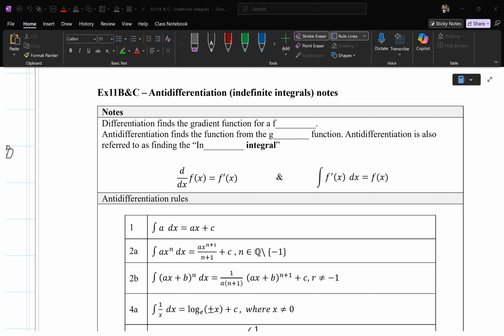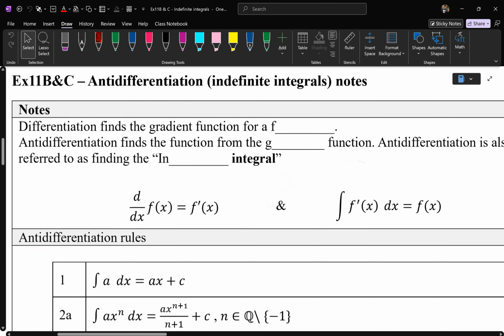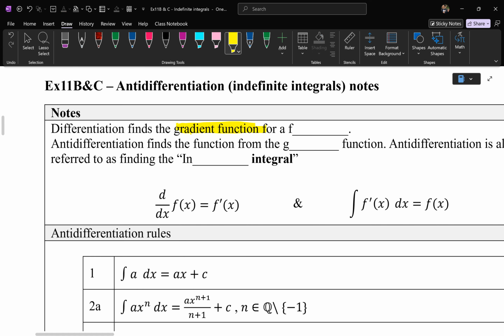Today's exercise 11B and C, what we're dealing with is indefinite integrals, is what it's called. What we're going to do now is fill in a couple of notes here. Differentiation finds the gradient function. So you now know every time you find the derivative, you're finding a function, but it's the gradient function. It's a function that allows you to find the gradients at any point of the function. So depending on whatever curve or function it is, the derivative tells you the gradient function.